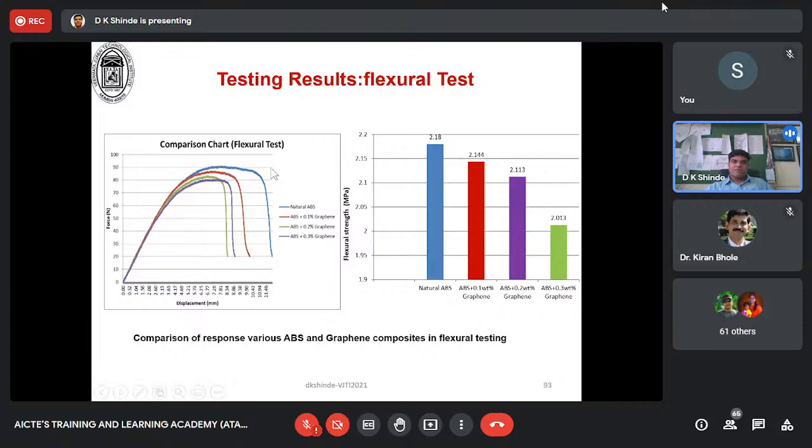Even in flexural properties, we observed a decline as compared with the previous CNT ABS nanocomposites. So the natural ABS has shown the highest, but as you keep adding 0.1, 0.2 and 0.3, the flexural strength starts declining.